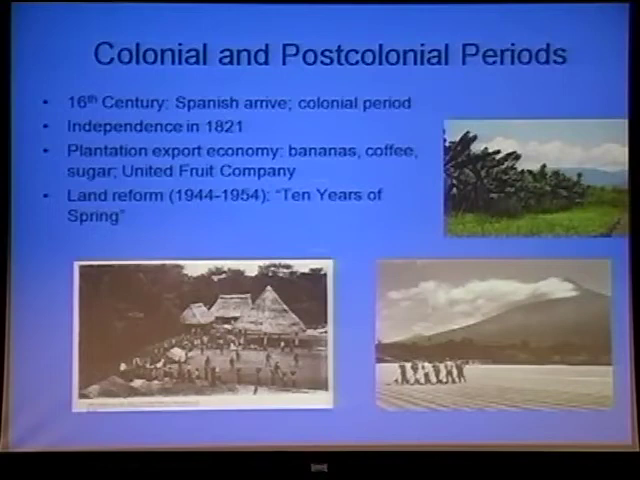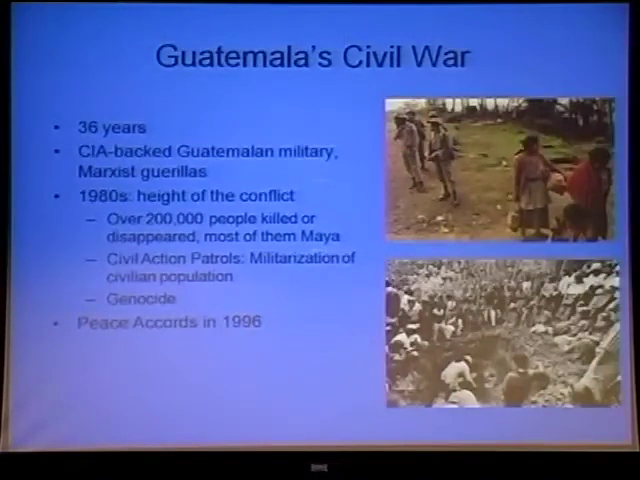Castillo Armas. And so this began a series of military dictators that we have had in Guatemala for about 30 years during the Civil War. This coup that ended the 10 years of spring really set the stage for Guatemala's Civil War. This is a conflict that lasted 36 years. It dates to the beginning of the 1960s and ended in 1996 when the peace accords were signed.